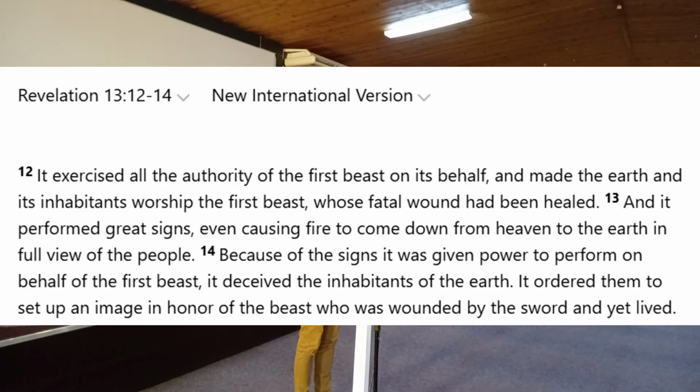It says he exercised all the authority of the first beast on its behalf, and made the earth and its inhabitants worship the first beast, whose fatal wound had been healed, and performed great and miraculous signs, even causing fire to come down from the heavens in full view of men. That middle part is an important part: whose fatal wound was healed. It's talking here about the beast, saying that he had a fatal wound and it was healed and everyone marveled over him. So I believe if you take it in context, this is probably talking about the Antichrist.